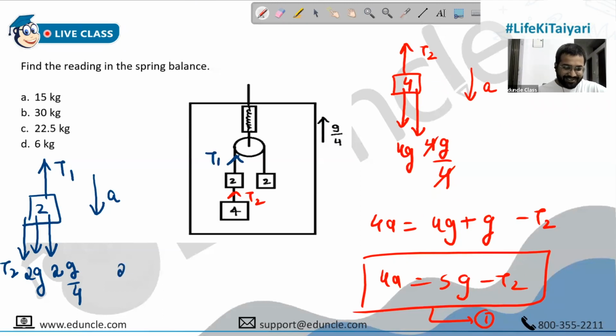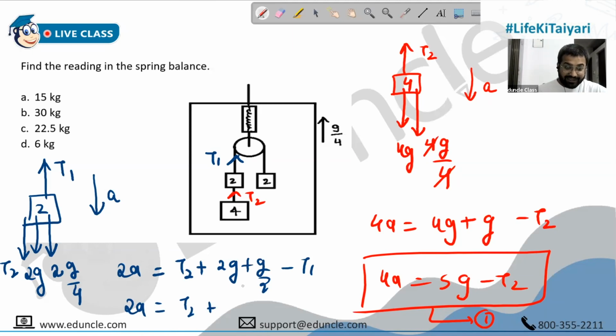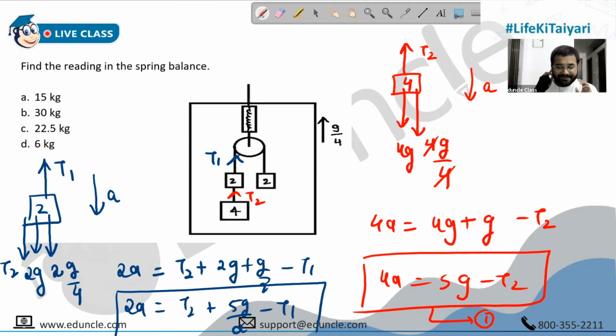Don't hesitate. So mass into acceleration is given by T2 plus 2g plus g by 2 minus T1. So 2a is given by T2 plus, 2 twos are 4, 4 plus 1, that is 5g by 2, minus T1. Okay, that's the next equation. Copy this much.